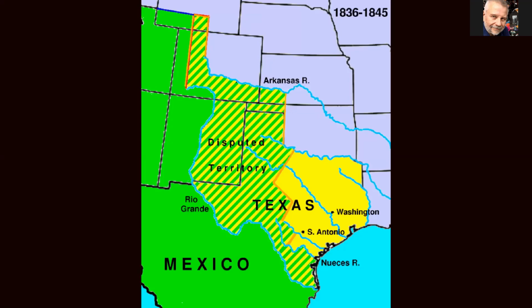Now, there is some problem already. Mexico, of course, refuses to recognize Texas as an independent state. Moreover, Mexico insists that the Texas boundary is as it was on Mexican administrative maps, the province of Texas, and it lies much further north of the Rio Grande River.